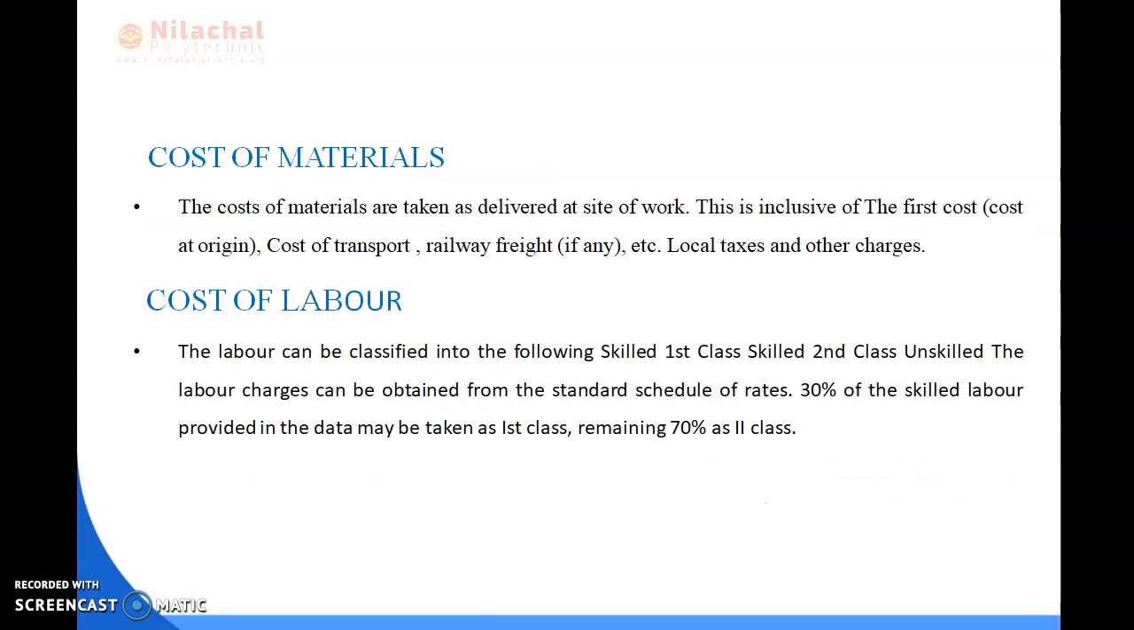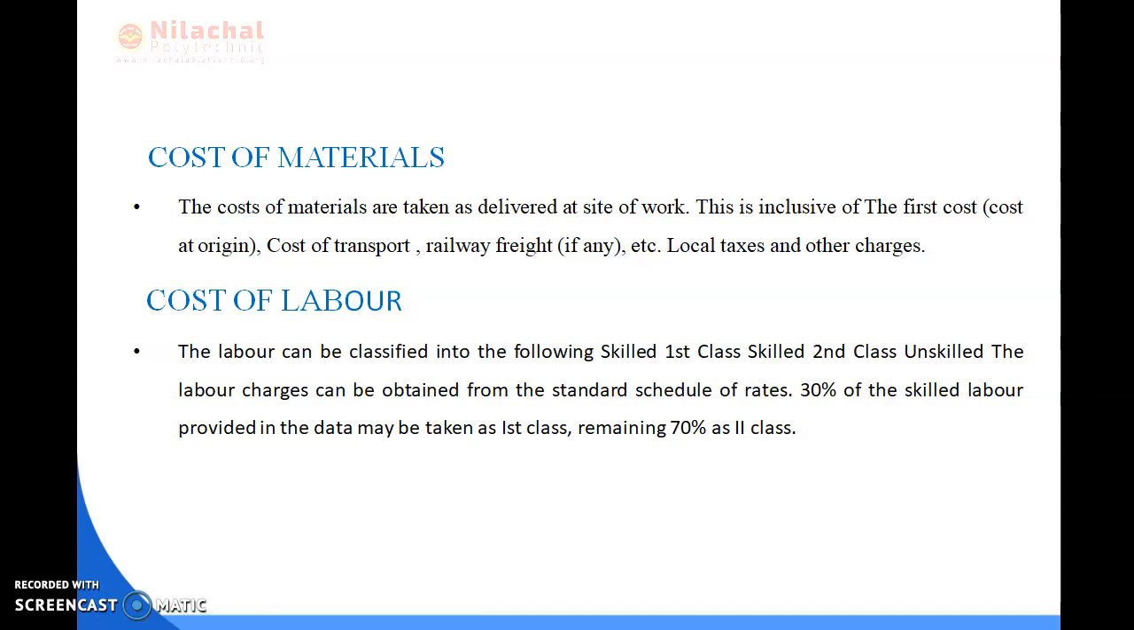Okay, next we discuss the cost of material. What do we mean by cost of material? The cost of material is taken as delivered at the site of work. This includes the first cost and cost at origin, cost of transport by railway and freight and so on. Local taxes and other charges are considered as part of the cost of material.